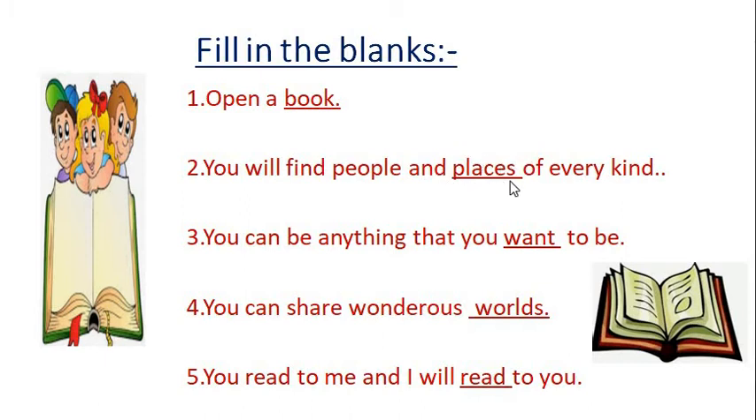Places. P-L-A-C-E-S. Places. Number 3: you can be anything that you blank to be. In the blank, what do you have to write? Want. What is the spelling? W-A-N-T. Want. Number 4: you can share wondrous dash. Here again the spelling has come. Wondrous. And there is a blank. What do you have to write? Worlds. W-O-R-L-D-S. Worlds. You can share wondrous worlds.